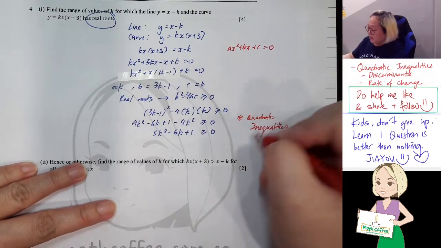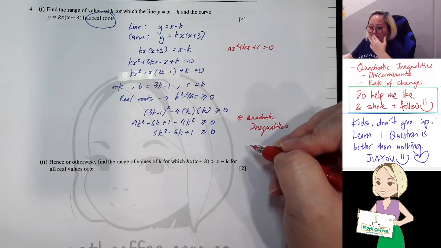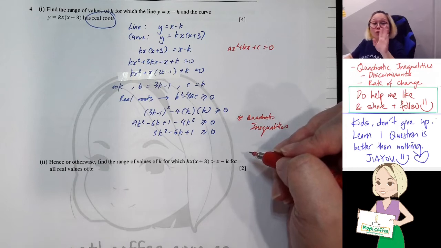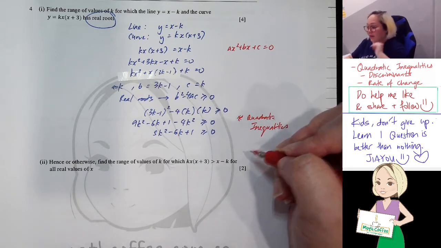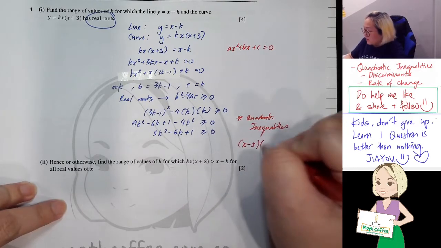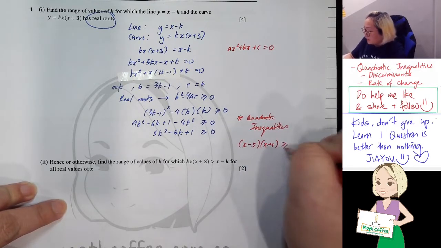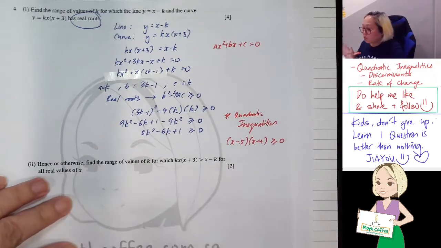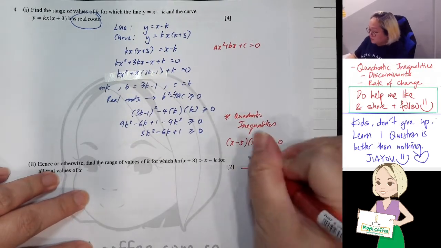Example, okay, it's like solving a quadratic equation. Just throw everything to the left hand side, then the right hand side is 0. Then you go and do factorization. So take for example, if I have (x minus 5)(x plus 4) more than or equal to 0. You know this is a quadratic inequality. So what you need to do is draw this, right?